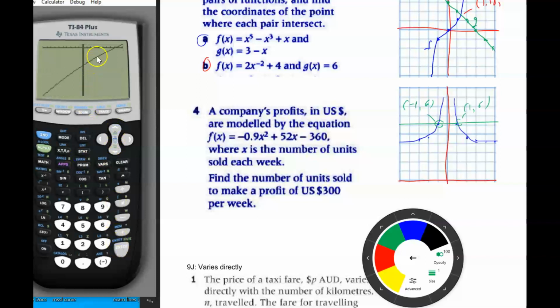And whoa. So let's adjust the y equals by using window. Let's change the y. We don't care about negative profit, so we'll change the minimum to 0, and we'll change the maximum to like 400. And then we'll graph. And then, oh, there it is. And looks like 400 is way up here, so we need to go even farther to the right.